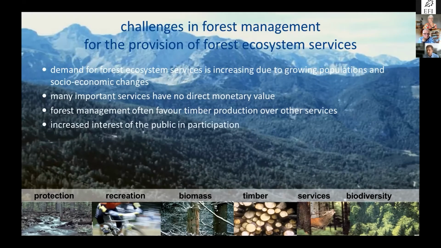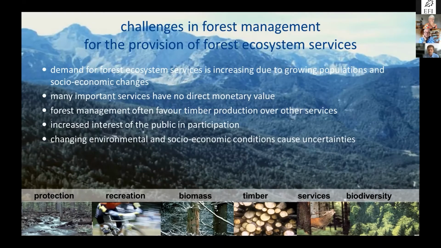On the other hand, we also see an increased interest of the public in participation, knowing about the details, why certain forest management prescriptions are implemented, what the reason and justification for that is. They would like to have a stake in the public debate. On the other hand, forest managers are faced with the challenge of different uncertainties related to climate change and to socioeconomic conditions. So a lot of uncertainties.